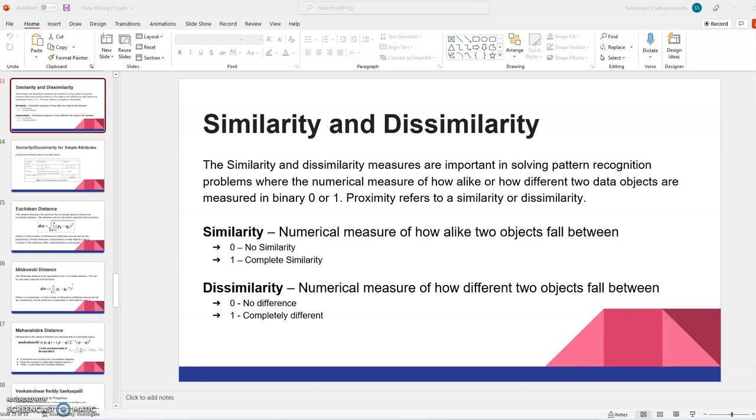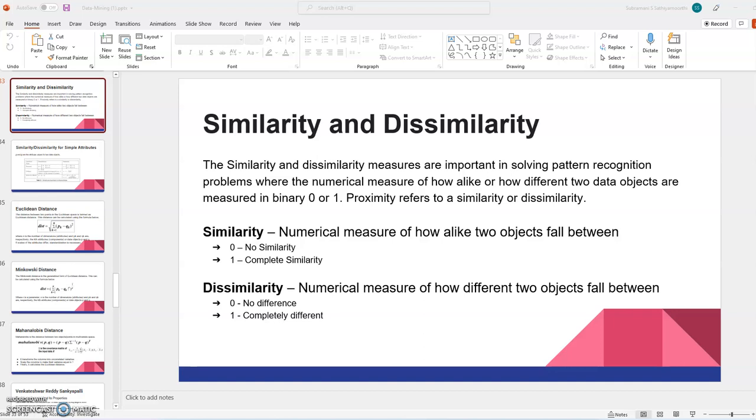Hello, this is Subramani, and we are going to discuss similarity, dissimilarity, and the different types of distance calculations in this particular section.